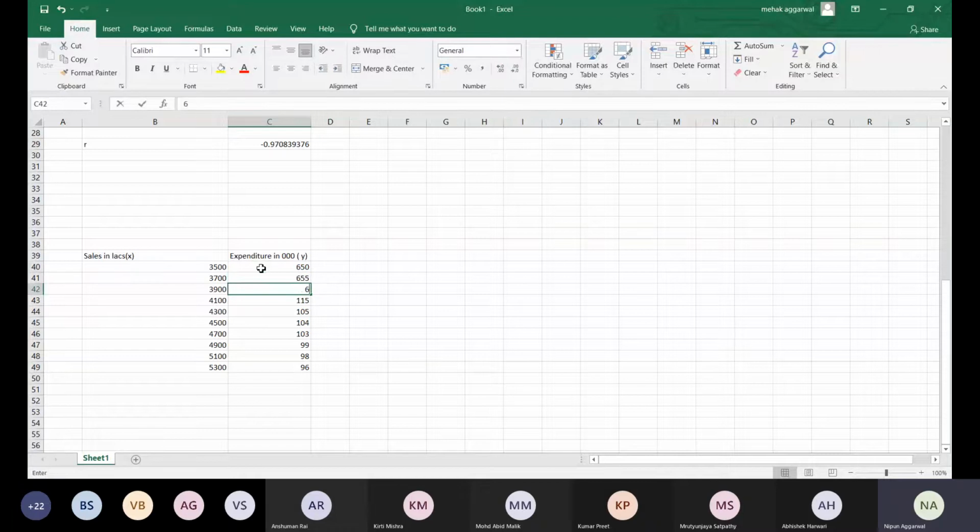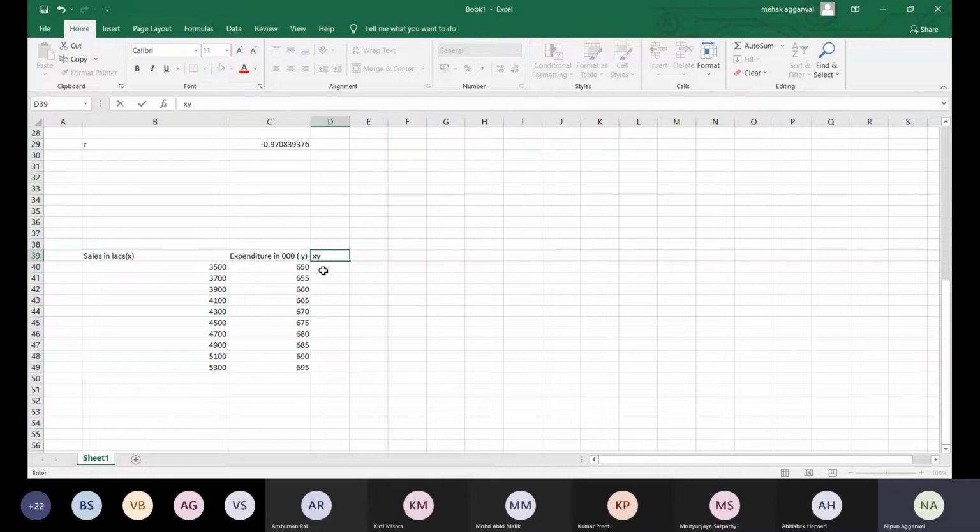655, 660, 665, 670, 675, 680, 685, 690 and 695. So this will be the data now. Now doing the calculation manually, the first step is to calculate the values of XY. It will be very difficult to calculate the value of XY manually.